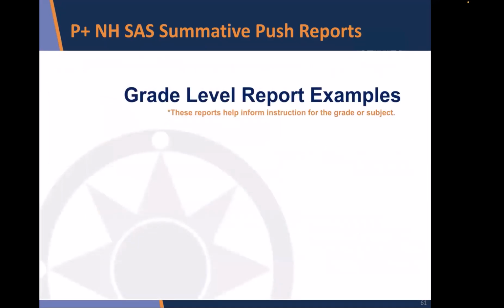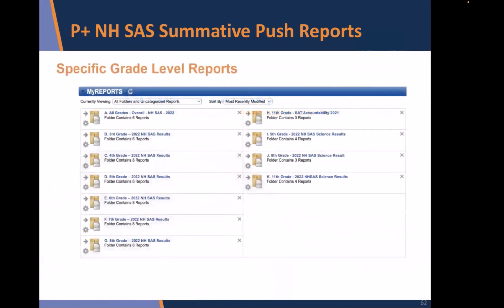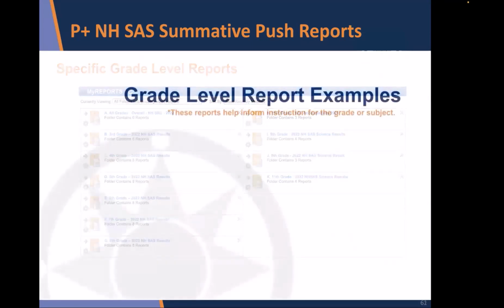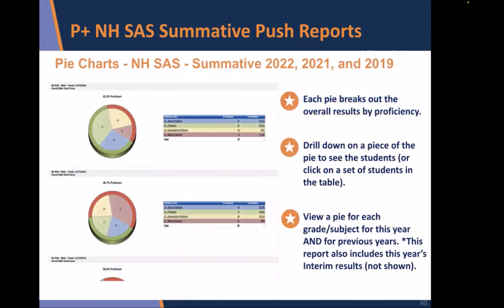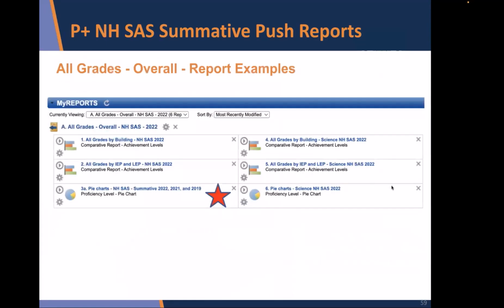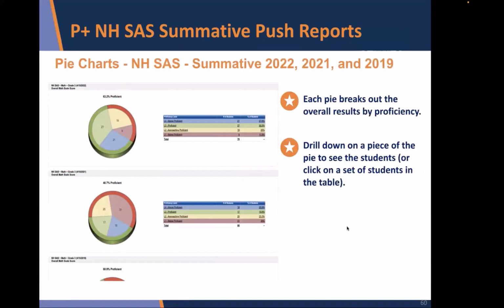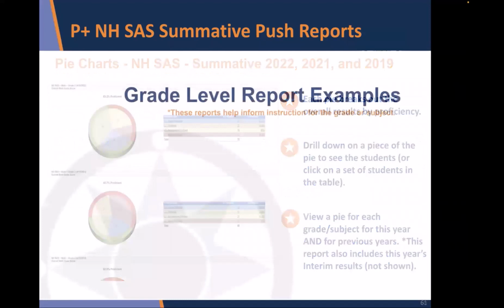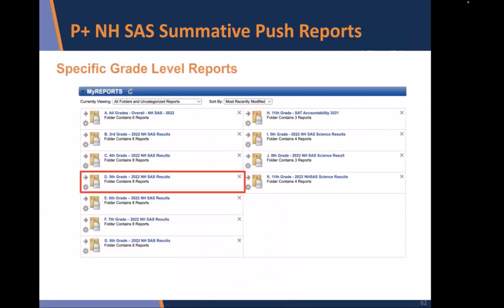So the grade level report examples, so that was most of the overall. I'm going to go back up to here. These science ones here are very similar. They're very similar to what we have for the all buildings. They just show the science results. So we're going to pop in now to a specific grade level here. I'm going to go into 5th grade, and I want to show you what the grade level reports are.